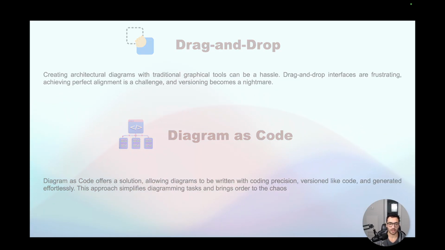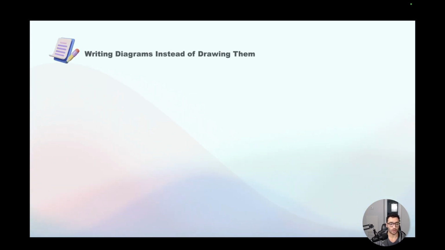I would like to mention some of the main benefits of this concept. The first one is writing diagrams instead of drawing them. Making diagrams with code feels like a natural and quick task, so we can define relationships and layouts precisely without struggling with a tricky user interface. And mainly, you can leverage AI tools to generate the code for you. We have ChatGPT, Gemini, Copilot.